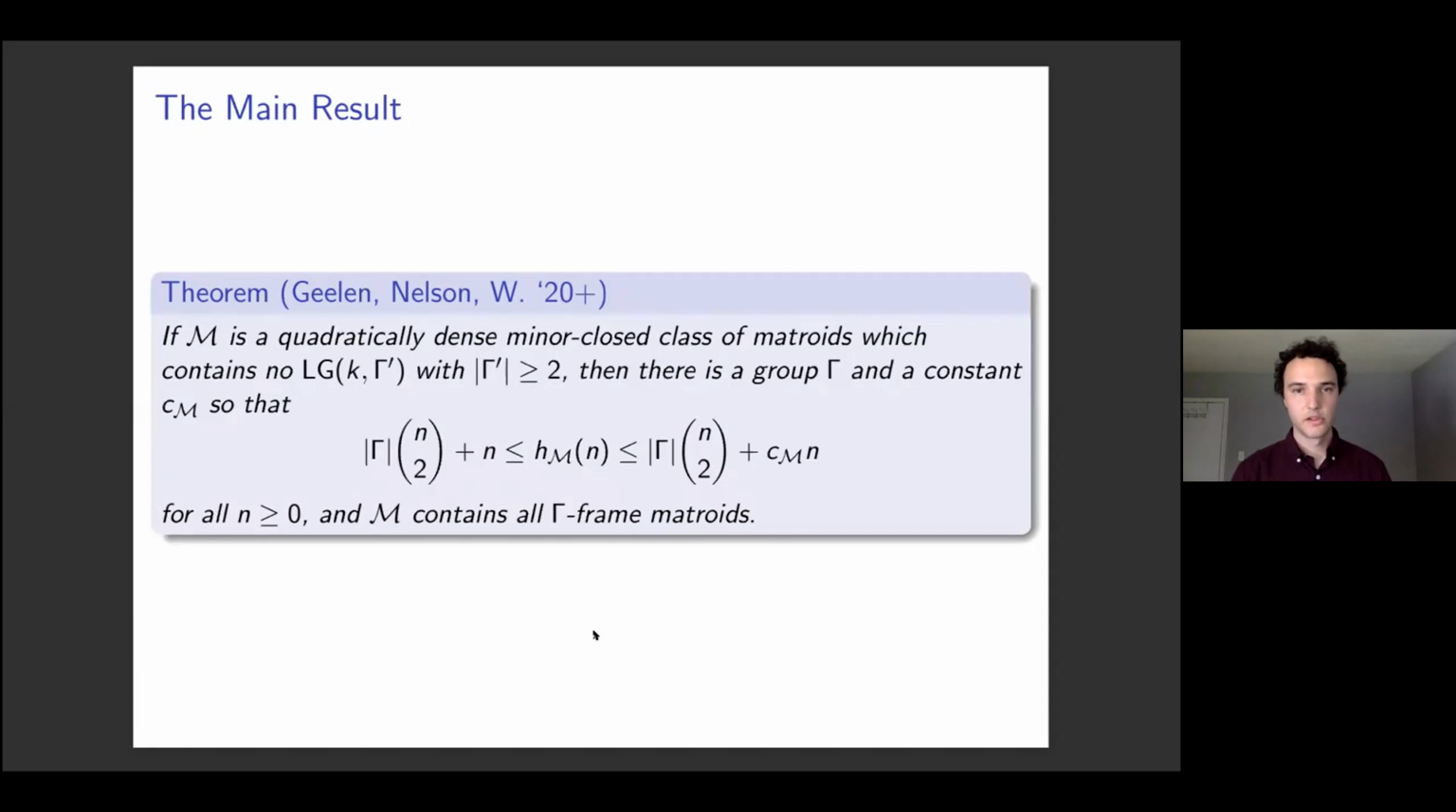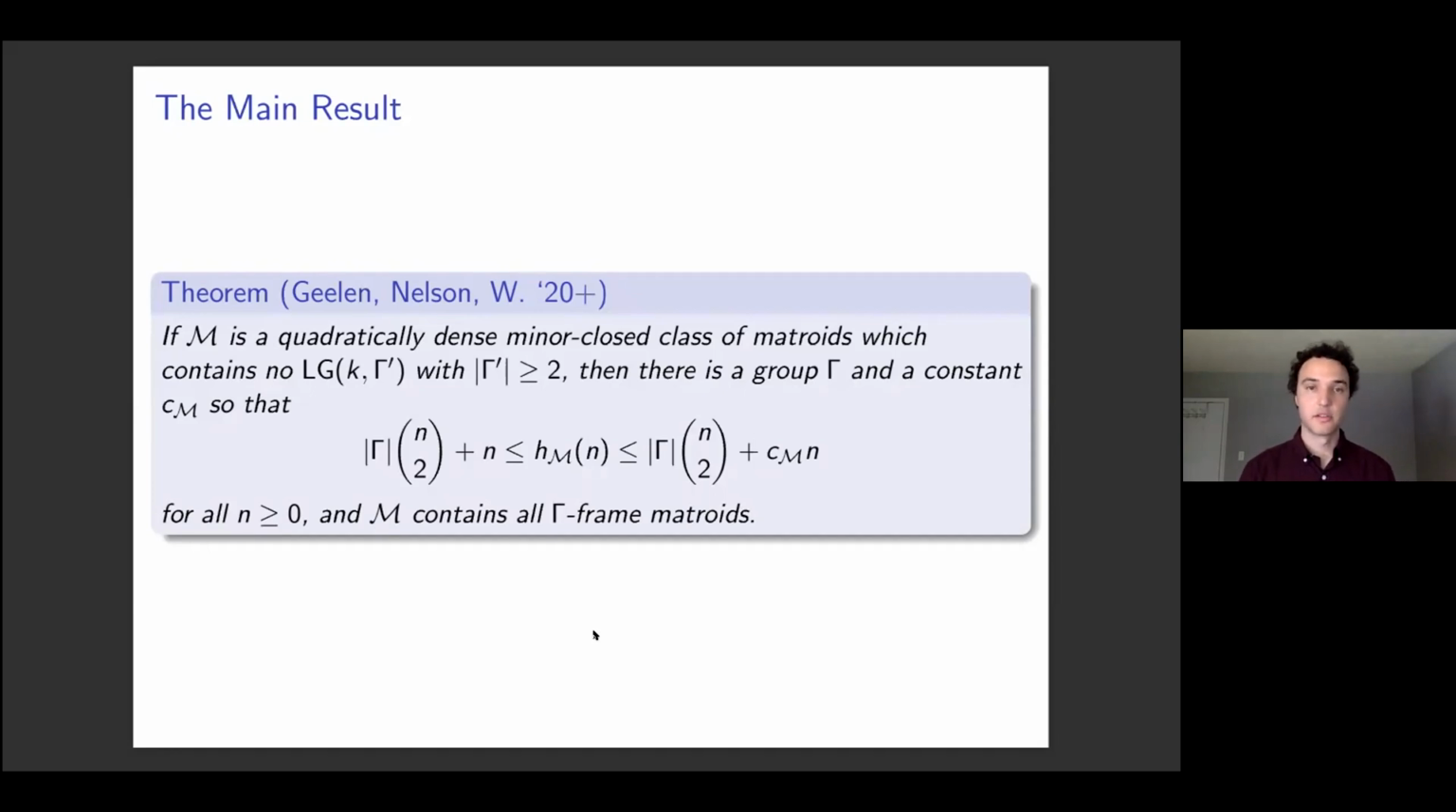Okay, so if we exclude all lift geometries of some fixed rank over a non-trivial group, then the extremal matroids are close to being Dowling geometries. So this is nice because it shows some sort of relationship between these two natural classes of matroids associated with group label graphs.